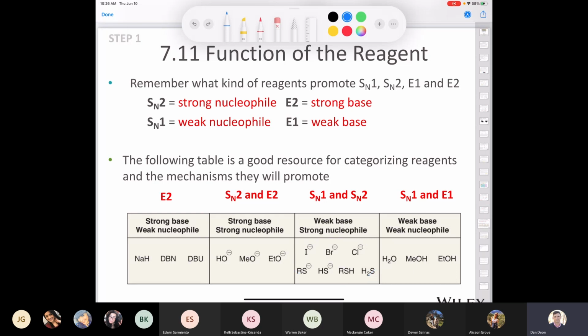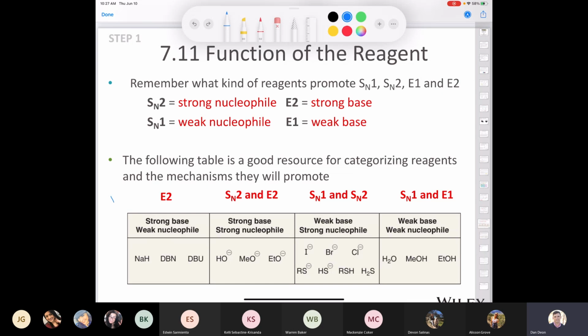Well, if we have a strong base, again, these are strong bases, but we have other strong bases that don't promote substitution, like sodium hydride, DBN, and DBU. I'm going to talk about what DBU and DBN are in a few slides. But then we have things that are weak bases and weak nucleophiles that would just promote a solvolysis reaction, like water, ethanol, and methanol.